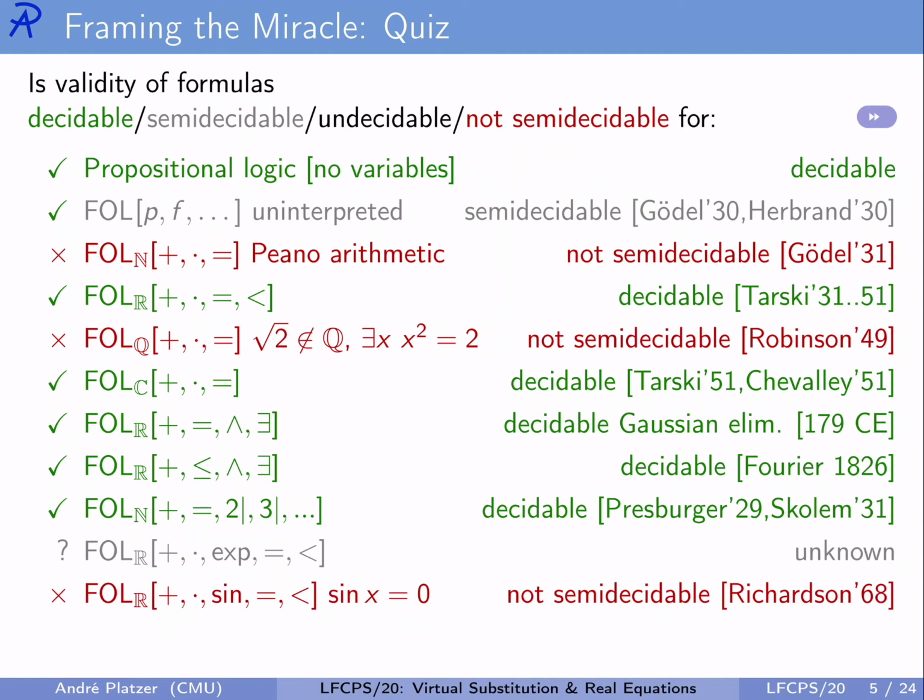For example, investigated closer by Richardson in '68, but really, of course, based on Kurt Gödel's results. In other words, it's a bit of a miracle that the case we would want, real arithmetic, is so very nicely behaved and decidable.